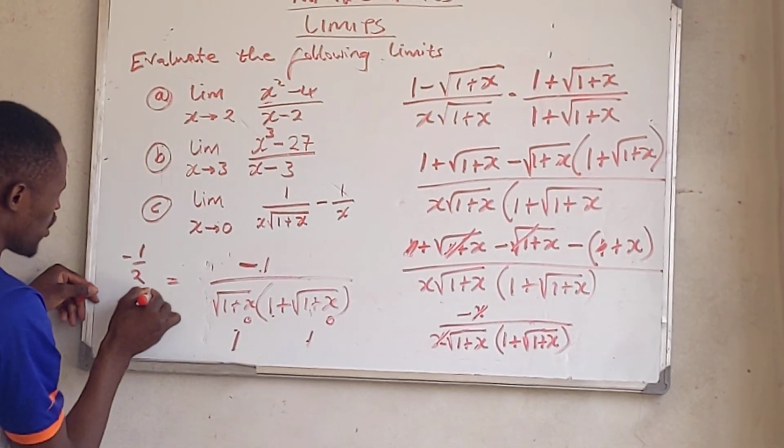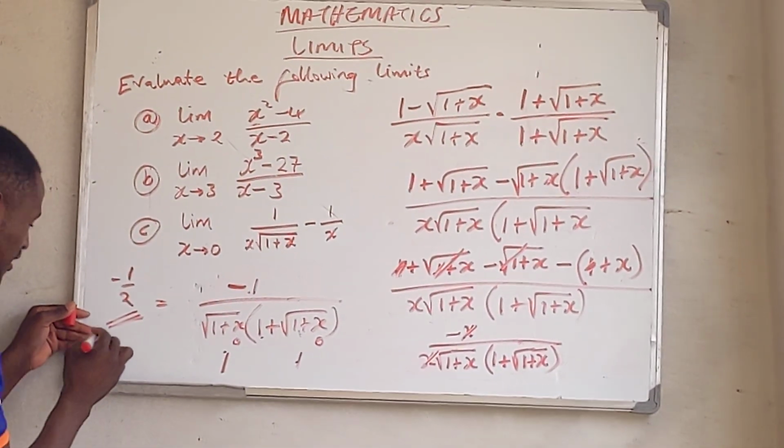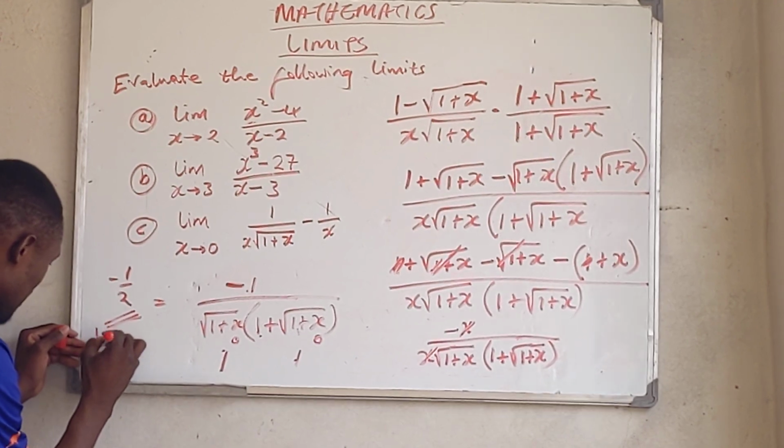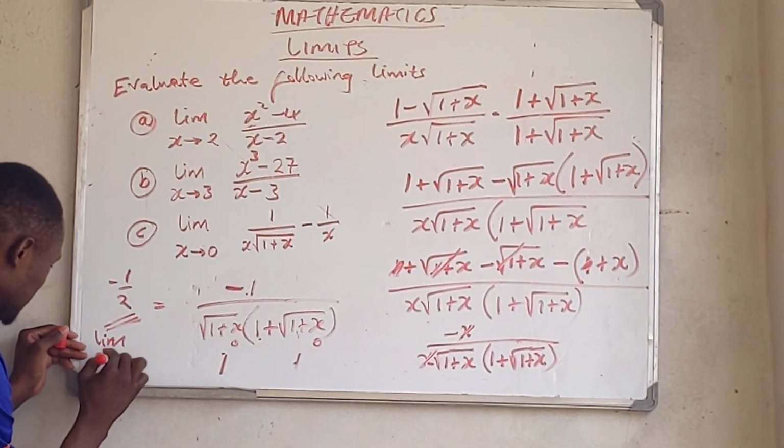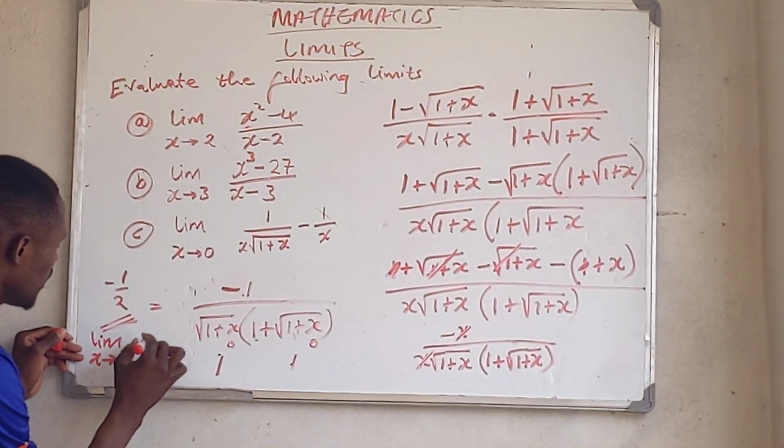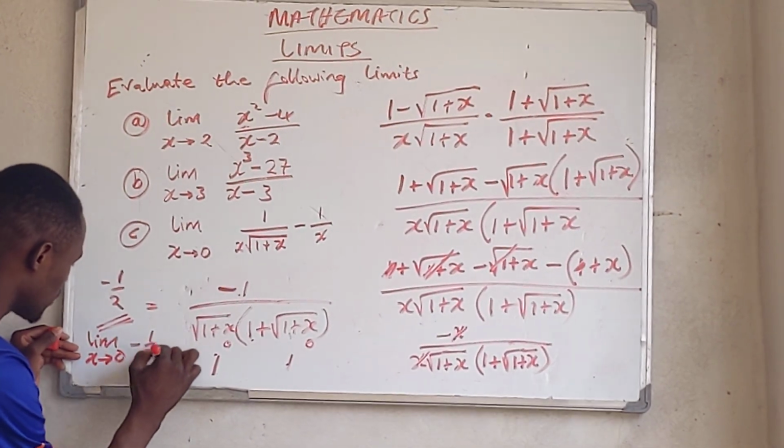Therefore, this will be considered to be our answer. Hence, we will write it as the limit as x approaches 0 is negative 1 over 2.